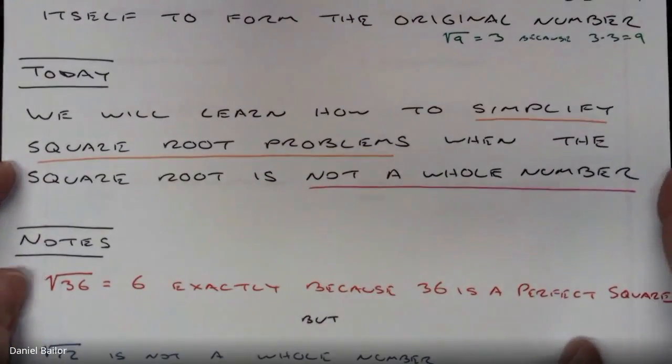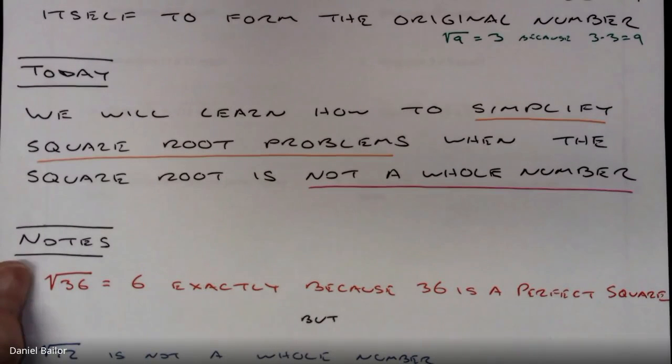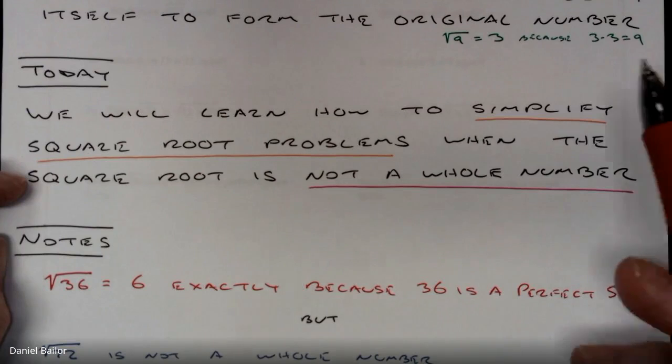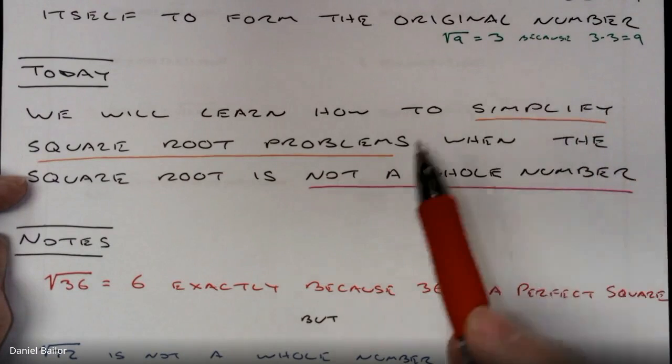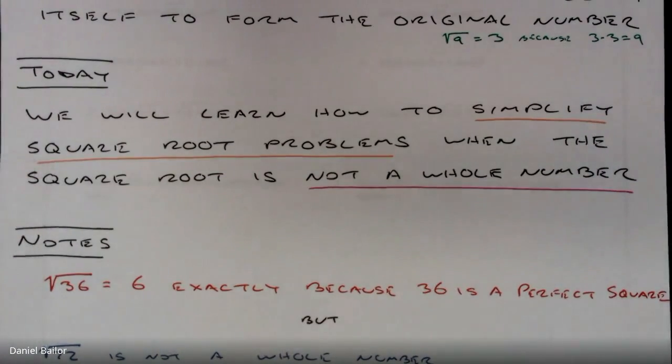So let's look at what we're doing today. Today we will learn how to simplify square root problems, not solve, simplify, when the square root is not a whole number. So today you are probably not going to see the square root of 9. You might see the square root of, I don't know, 19 or 39 or 59, but the answer is not going to be a whole number. We're not going to solve them, but I will show you how to simplify them. So some notes for you to look at.